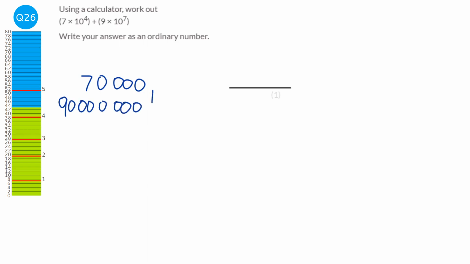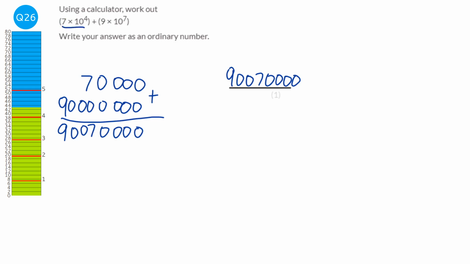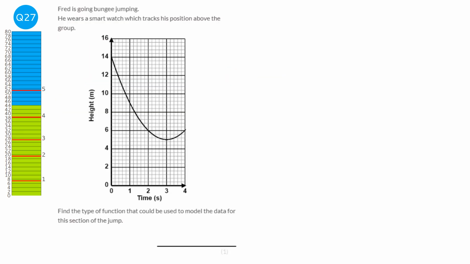And so when you add them together, you get 9007000. Now, if you have access to a calculator, if this is on the calculator paper, then you can just type it into your calculator. Some people think there's a quick way of doing this, like adding the 7 and the 9. There isn't. You've just got to work out what this number is, work out what this number is, and add them together.